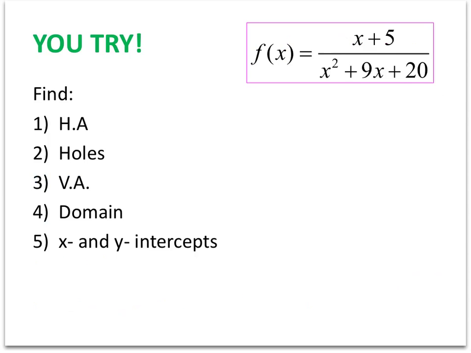So go ahead, I know it's a lot of information, but try it out on this function here and find the horizontal asymptote, any holes, vertical asymptote, domain, and x and y intercepts.